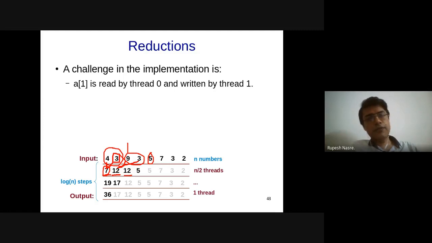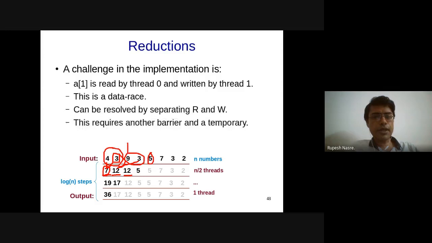Okay. Let me put it this way. Right, so this data race can be resolved by separating read and write. This requires another barrier and a temporary. Right? So this is what we were discussing. If you don't have any questions, then now I have a question.